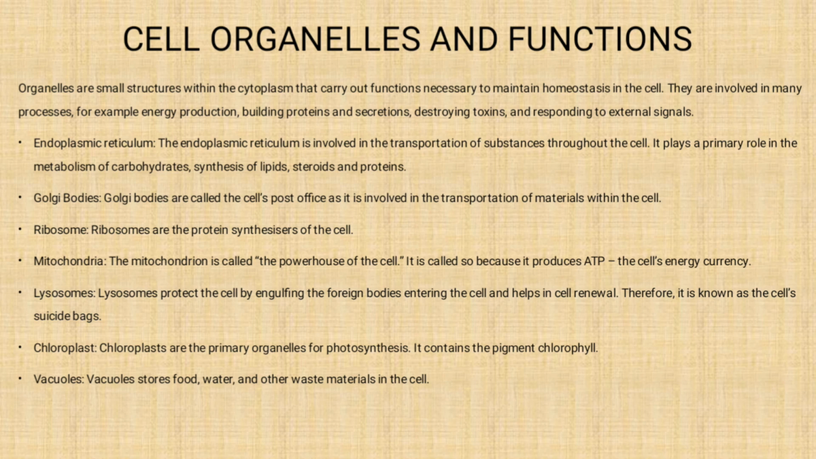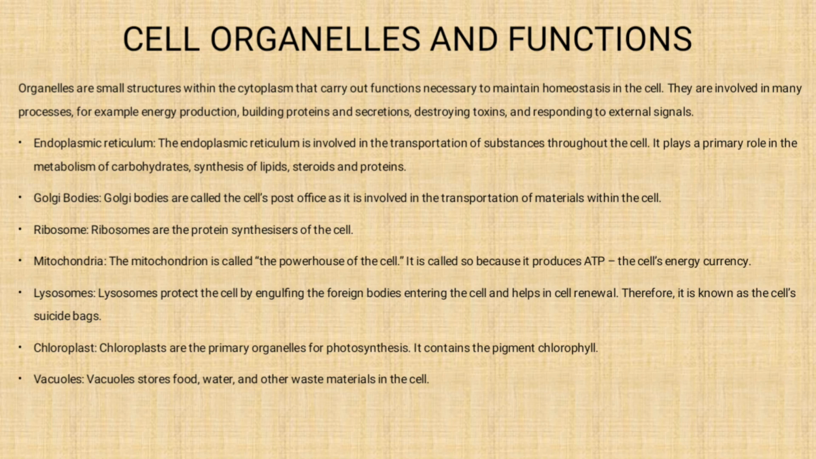Now we'll be looking at the other cell organelles and their functions, one after the other. First, organelles are small structures within the cytoplasm that carry out functions necessary to maintain homeostasis. Homeostasis means internal balance in the cell. They are involved in many processes, for example, energy production, building proteins and secretions, destroying toxins, and responding to external signals. So we'll be looking at the cell organelles and their functions one by one.